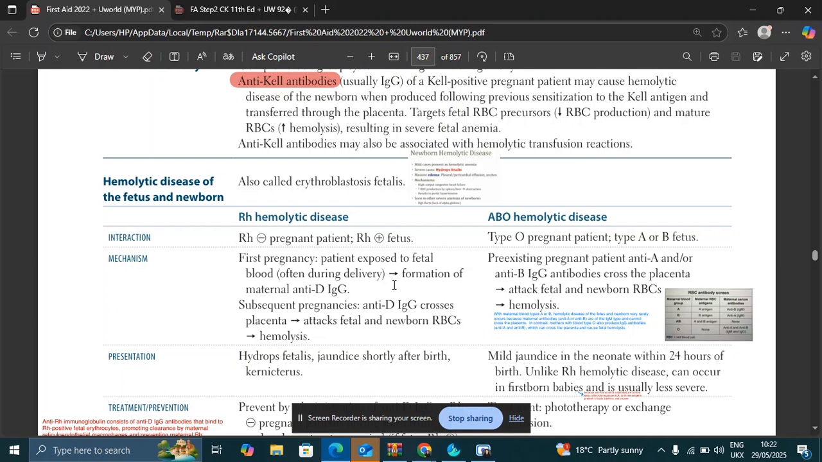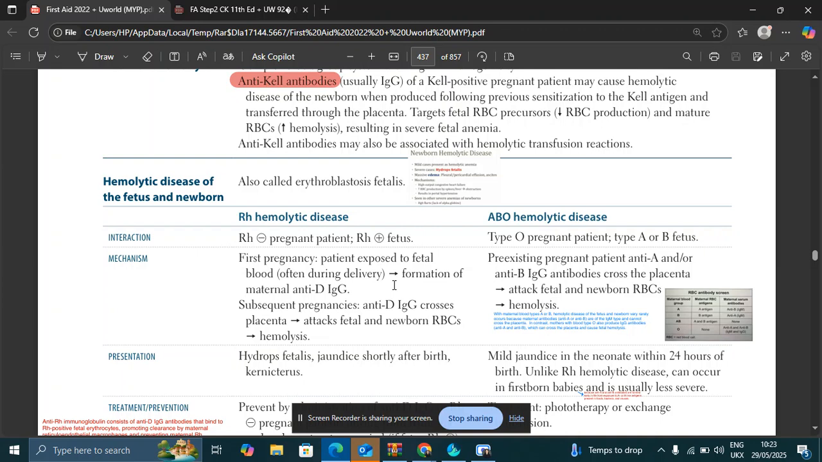In the subsequent pregnancy, anti-D IgG immunoglobulin is already present in the maternal circulation. These anti-D immunoglobulins cross the placenta, enter the fetal circulation, attack fetal and newborn RBCs, and lead to hemolysis. This is a more severe condition compared to ABO hemolytic disease. Jaundice and kernicterus are usually seen shortly after birth, and hydrops fetalis could also occur.